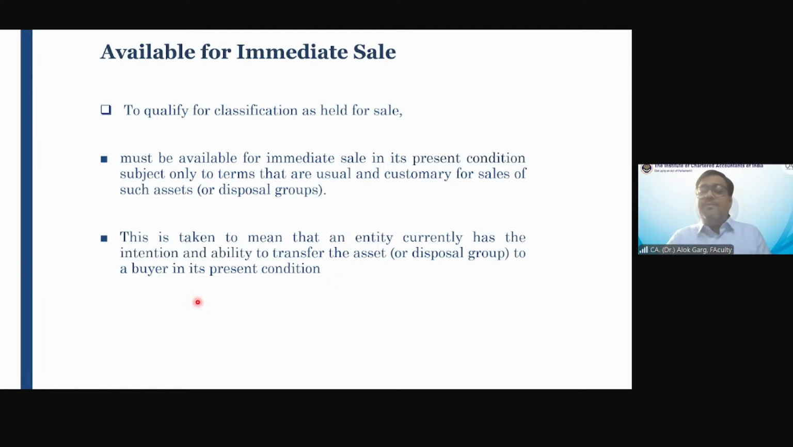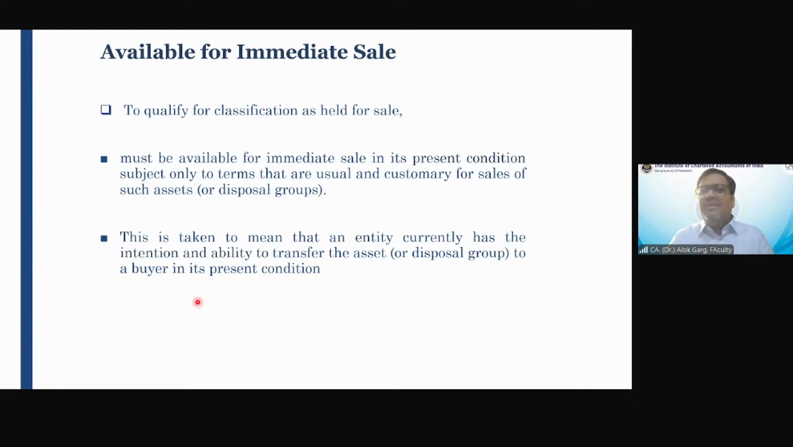Right? What is meant by available for immediate sale in present condition? What does it mean? For example, if I am ready to sell my fourth floor immediately, and some tenants are living on my fourth floor, does it mean that the moment the buyer is ready to purchase my house, I'll start throwing the belongings from the balcony? Does it mean I will start vacating everything immediately? The answer is, it may take a usual and customary time.